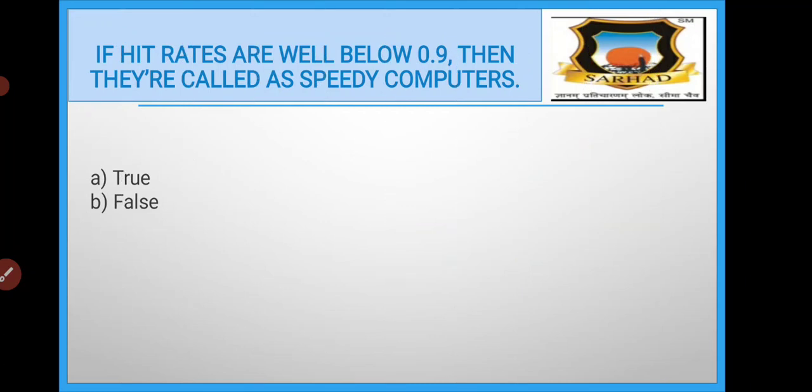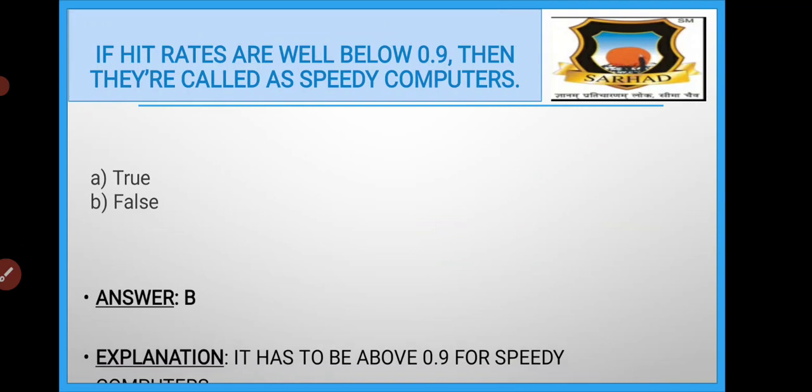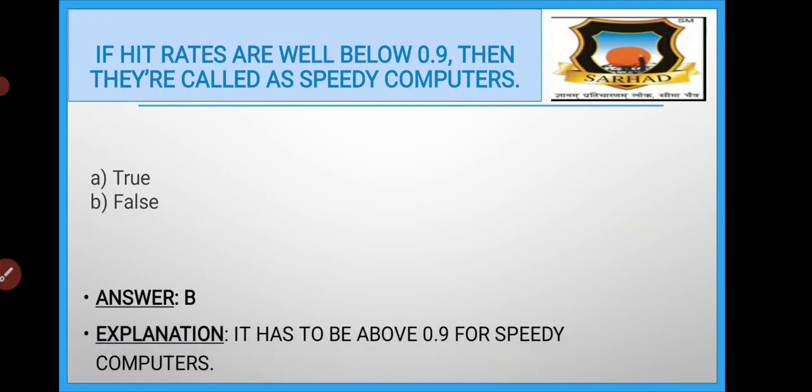Now question number 12. If hit rates are well below 0.9, then they are called speedy computers. Is it true or false? So the correct answer is option B, that is it is false, because it has to be above 0.9 for the speedy computers. In the question it is asked if hit rates are well below 0.9, then it is called speedy, but only if it is above 0.9 is it called speedy computers. That's why option B is correct, that is it is false.